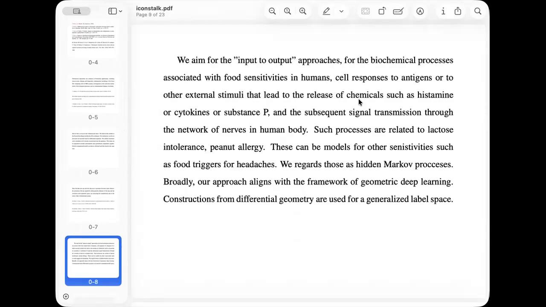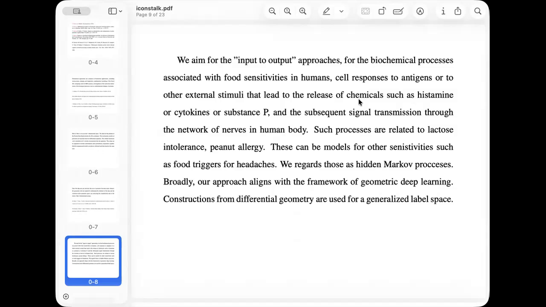In the input to output framework, we would like to look closely at the biochemical processes associated with food sensitivities in humans, cell responses to antigens or to other external stimuli that lead to the release of chemicals such as histamine or cytokines or substance P and the subsequent signal transmission through the network of nerves in the human body. Such processes are related to lactose intolerance or peanut allergy. These can be models for other sensitivities such as food triggers for headaches.